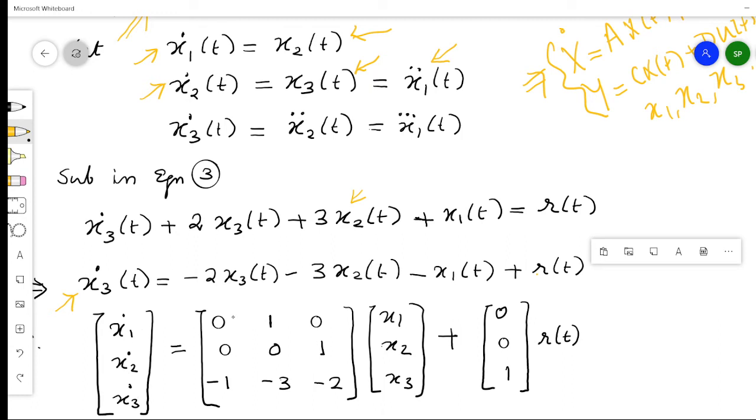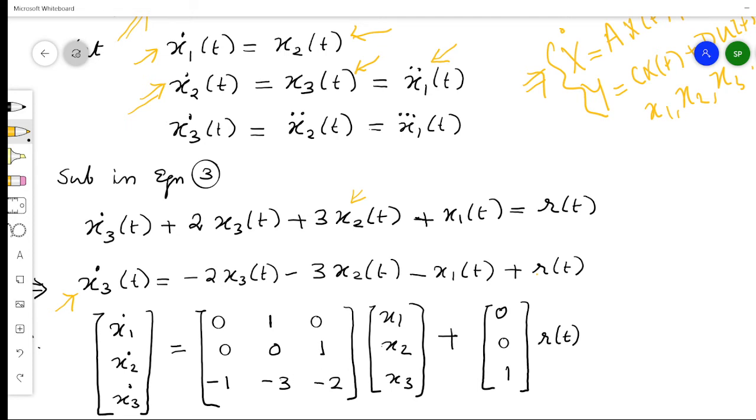So here in this one, x1 dot will be getting 0, 1, 0, because only x2 is present in this first equation. Then the second equation is this x2 dot t. That one is x1 is not absent, x2 is absent, only x3 is present, and the coefficient is 1. And x3 dot t, we have all the variables x1, x2, x3. So x1 coefficient is minus 1. x2 coefficient is minus 3, x3 coefficient is minus 2.